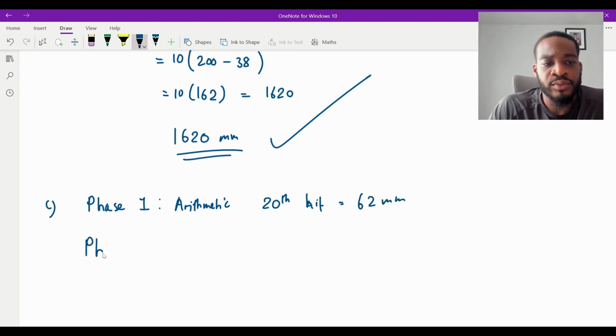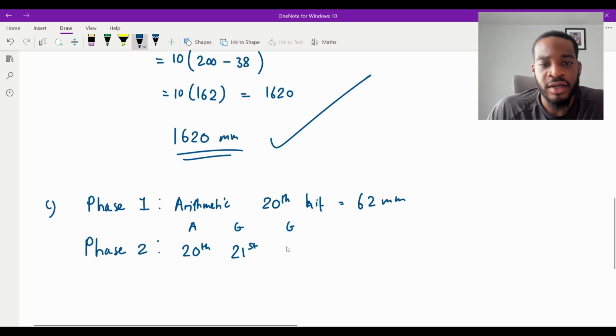Now phase 2, it's going to start from the 21st hit. So let me write this here. I'm going to write A for arithmetic. This is arithmetic here. This is going to be the 20th hit. And then after that, phase 2 is going to be geometric, isn't it? 21st, 22nd, and so on and so forth. Let me write G here. Now, we know on this one, it was 62 millimeters.